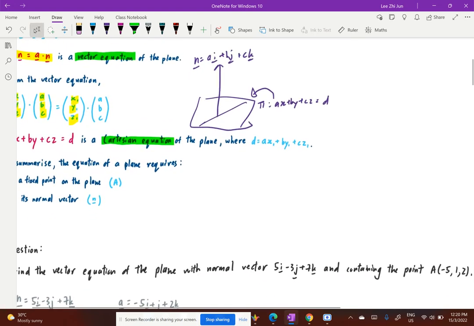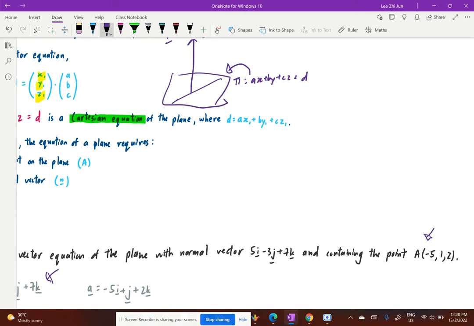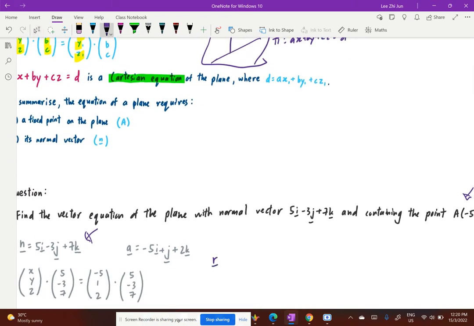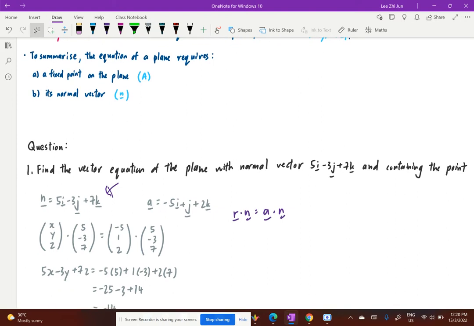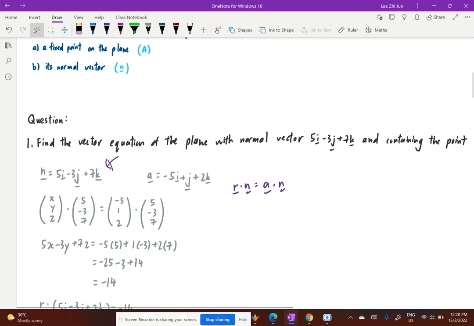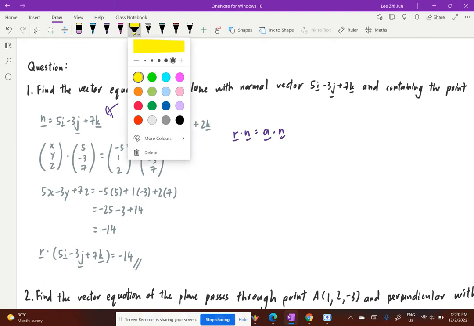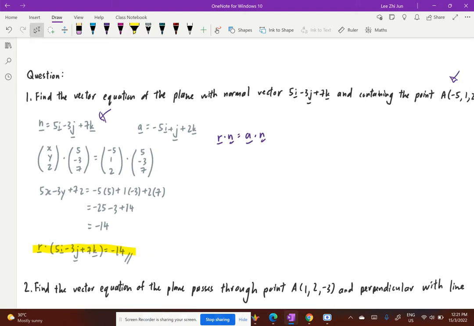So I write the normal vector as n. I write down first, so it's easy for me to start on the formula. And A, write this as the position vector, negative 5i plus j plus 2k. So by using the formula, r dot n equals a dot n. Yeah, for me, I like to use the column form. So 5x minus 3y plus 7z equals 25 minus 3 plus 14. So I will get negative 14. So I rewrite it in vector equation form. So I will get this r. Okay, use the vector equation.